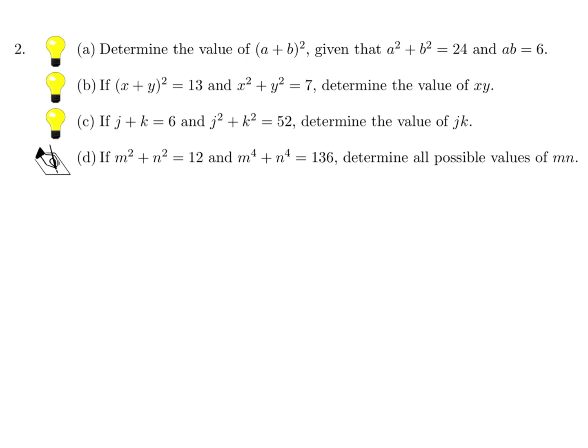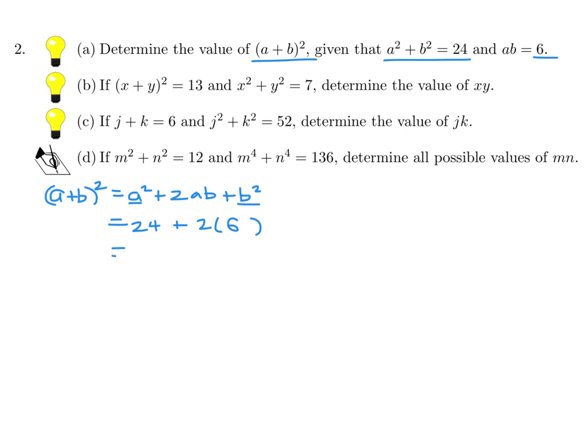Number 2, determine the value of (a plus b) squared, given that a squared plus b squared is 24 and ab is 6. All right, well, (a plus b) squared expands to a squared plus 2ab plus b squared. All right, well, a squared plus b squared, that is 24, so this guy and this guy is 24. And then 2ab, well, ab, they tell me is 6. So there you go. You just put that in there. So this is 24 plus 12, which I believe is 36.